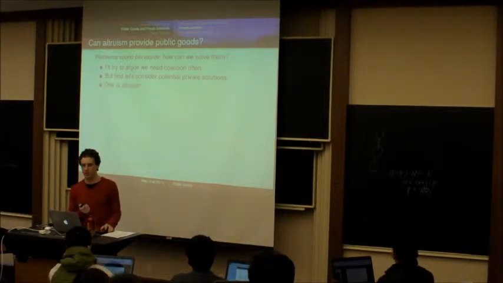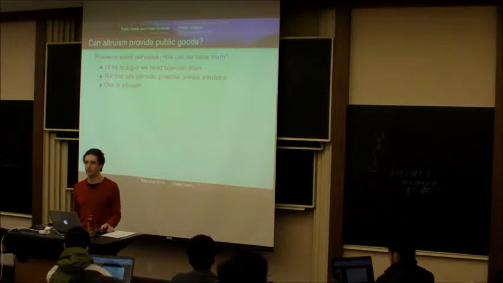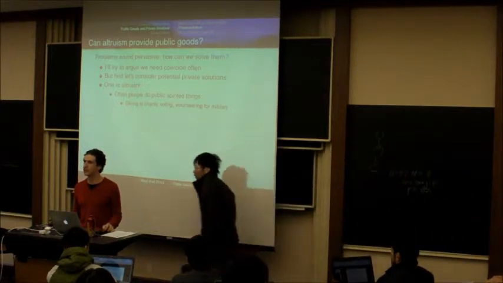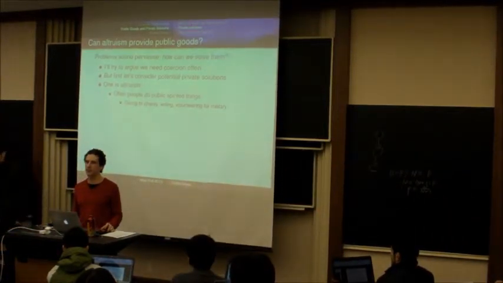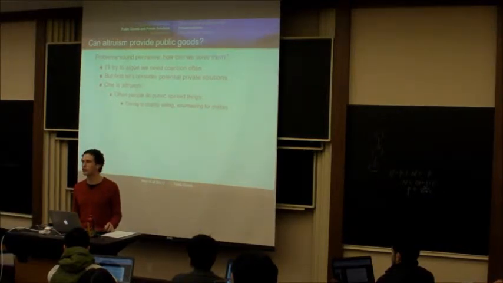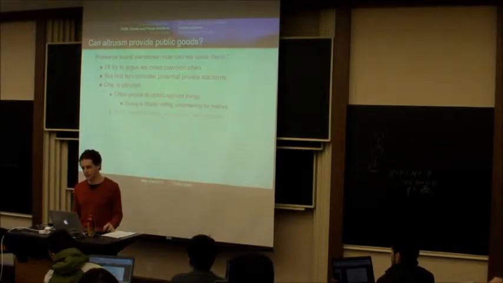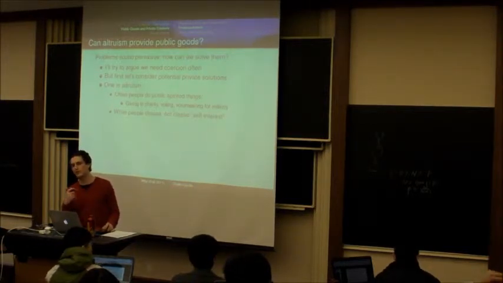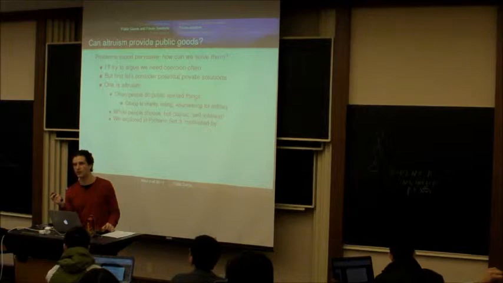One potential private solution is just that people are altruistic, right? People often do public-spirited things like giving to charity, or voting, where there's usually almost no chance that they're going to have an impact on who wins the election, and yet they still go and vote. This is sometimes called the paradox of voting. Or volunteering for military service, right? And people choose to do these things even though they're not classic self-interest.